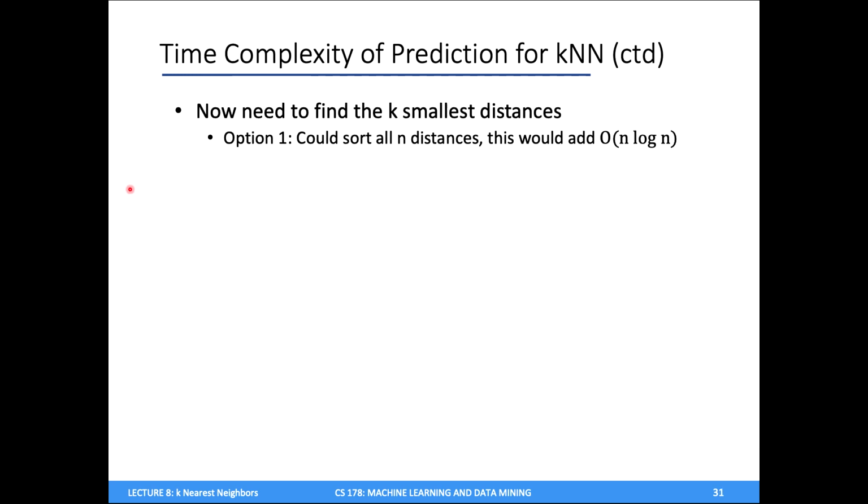Okay, so the first option for finding the k smallest distances is that we could take all of our n distances between our testing point and our training points, sort them, and just take the k smallest values. If you use something like merge sort, for example, this will add a complexity of n log n to your prediction.